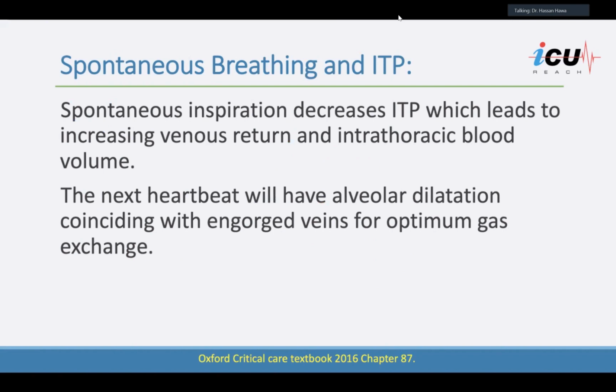One thing to remember, that spontaneous inspiration will decrease the intrathoracic pressure. As we said, this will lead to increased venous return, and this will lead to increased intrathoracic blood volume. So in the next heartbeat, the alveolar dilatation will coincide with engorged veins, and this will optimize the gas exchange. So simply during spontaneous breathing, the inflation of the alveoli coincides with a lower intrathoracic pressure.